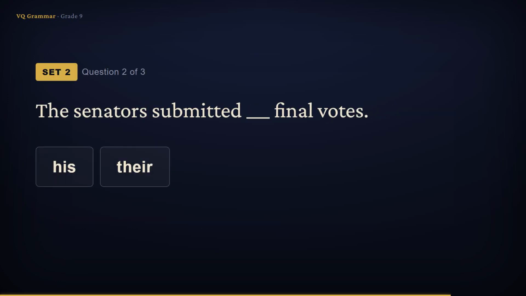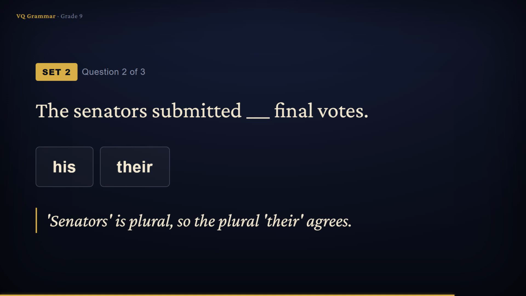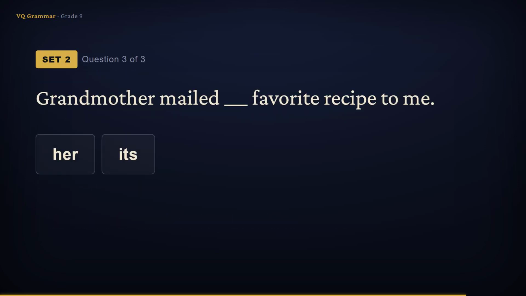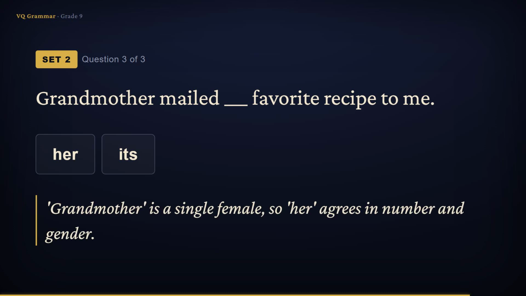The senators submitted blank final votes. Senators is plural, many people, so the pronoun must be plural as well. That rules out his and gives us their. The answer is their. Grandmother mailed blank favorite recipe to me. The antecedent is grandmother, one person and female, so we need a singular feminine pronoun, which is her.